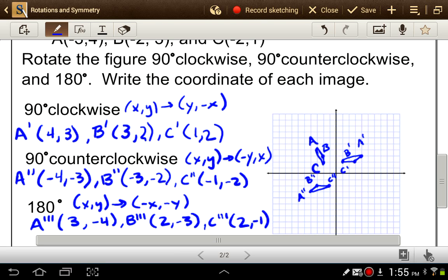Now I can graph that. So we're going to have 3, negative 4. You are going to have 2, negative 3, and you're going to have 2, negative 1, and when you graph those, there's your shape. So this is going to be A triple prime, B triple prime, and C triple prime.